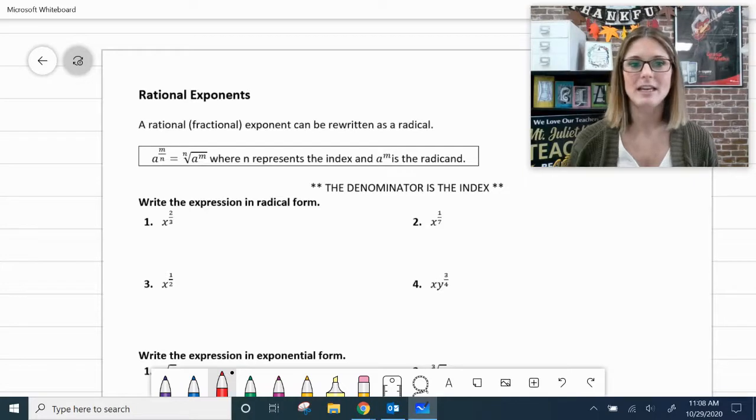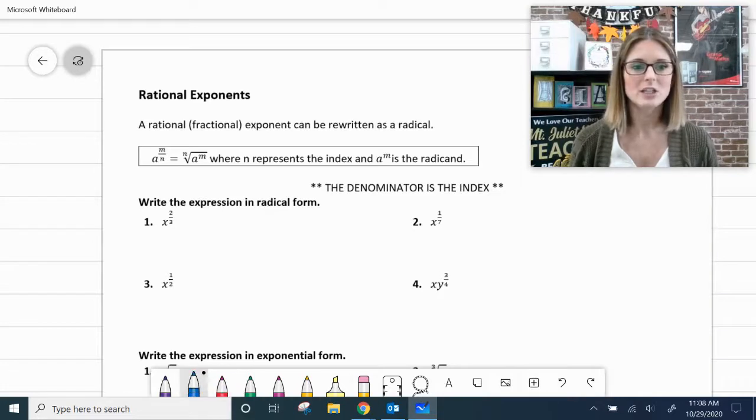that if I have a to the m over n, if I have any kind of fraction right here, I can change it into a radical where n becomes the index, that little bitty number inside the check mark of your radical is called your index. And then inside the radical will be a to the m. The numerator becomes the exponent inside the radical. And it says where n represents the index and a to the m is the radicand, the thing inside the radical. Big thing here, the denominator of my fraction exponent, the denominator becomes the index. You're going to hear me say that a bunch.